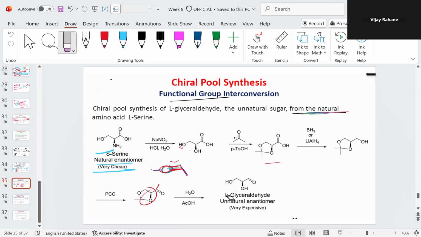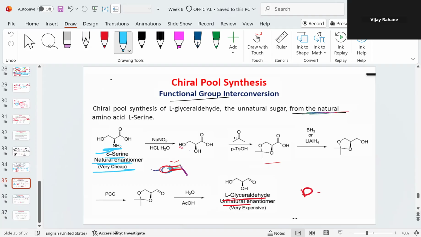However, if you want to synthesize this, it is the L-glyceraldehyde, the unnatural stereo center. D-glyceraldehyde, sorry, is naturally available. However, L-glyceraldehyde is unnatural and it is very expensive. If you want to synthesize that one, what you can do is select this S-serine. This is the natural amino acid and it is very cheap since it is natural, right?